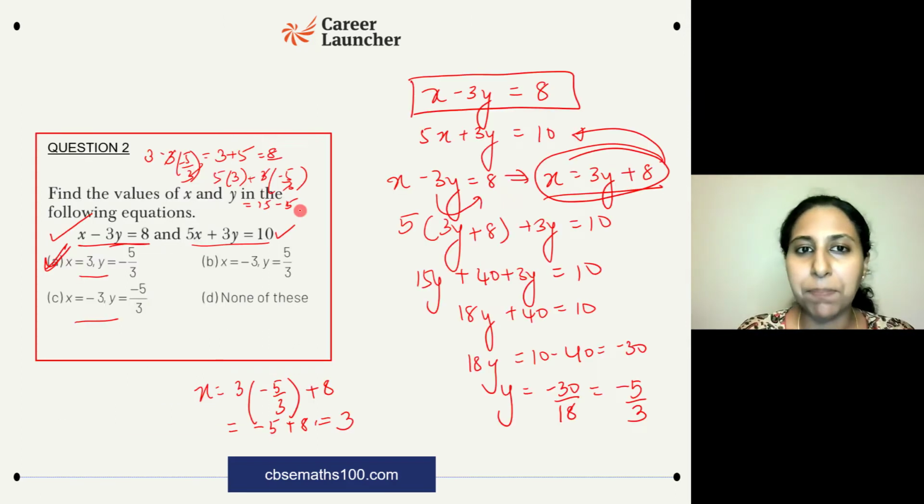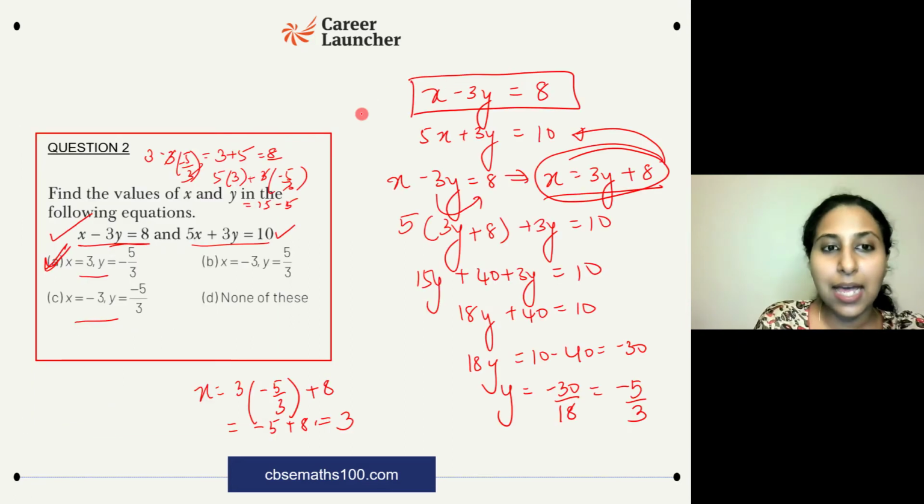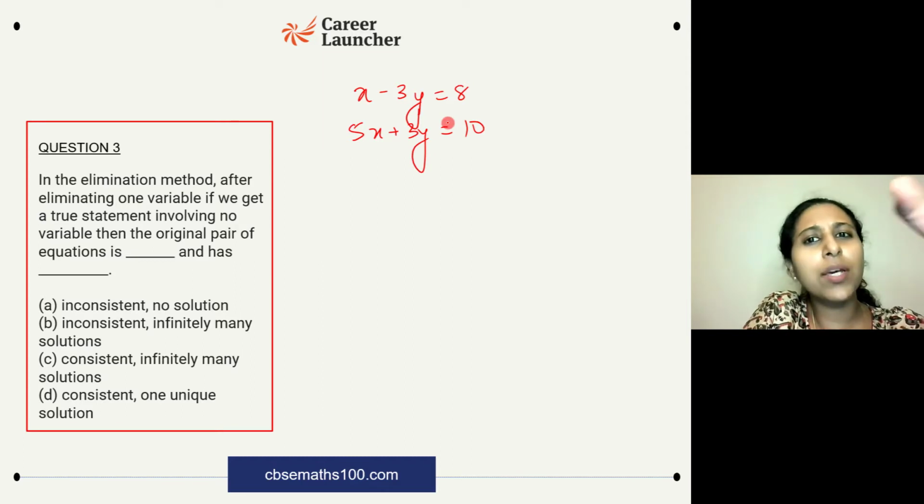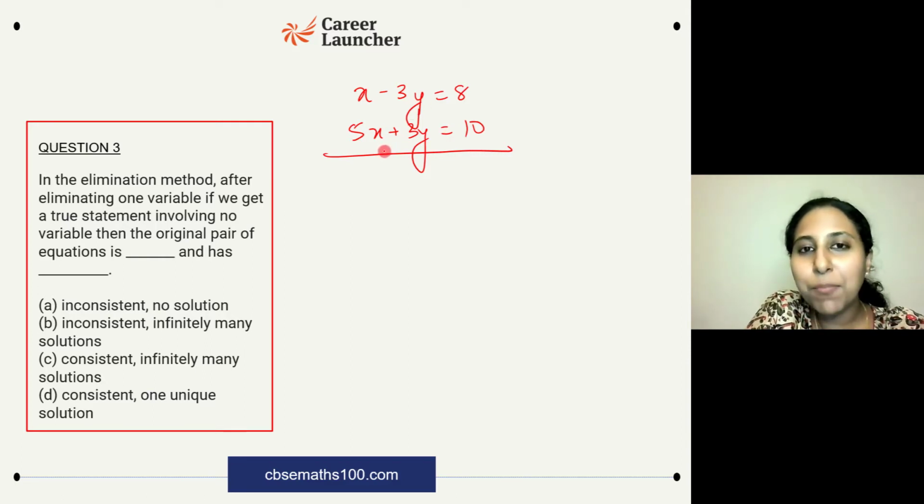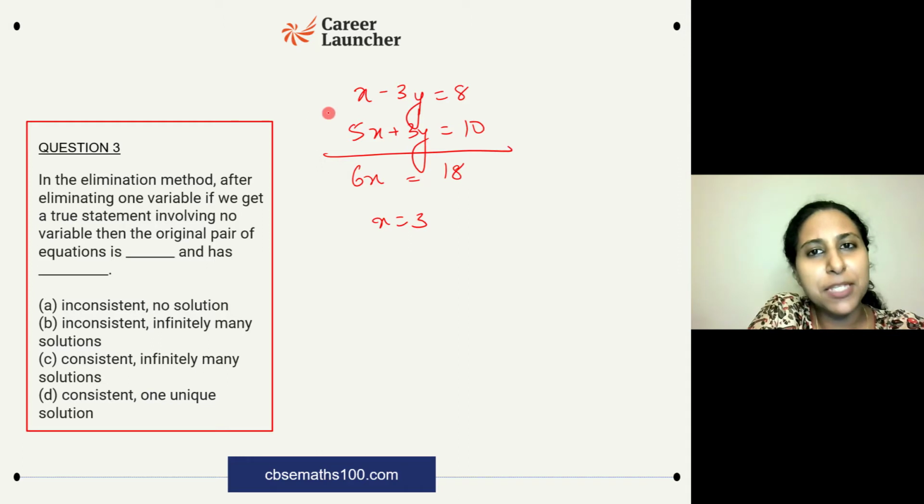Now, if I take the example of the equations in the previous question, we had x minus 3y equals 8, 5x plus 3y equals 10. What do we do here when we are eliminating variables? We could have just added both the equations, right? When you're adding both the equations, you're getting 5x plus x is 6x, minus 3y plus 3y would cancel, it becomes 0. You get 6x is equal to 18. And then you can solve and say that x is equal to 3, substitute in any one of the equations and get the value of y.